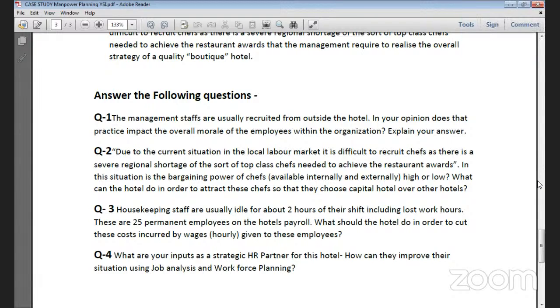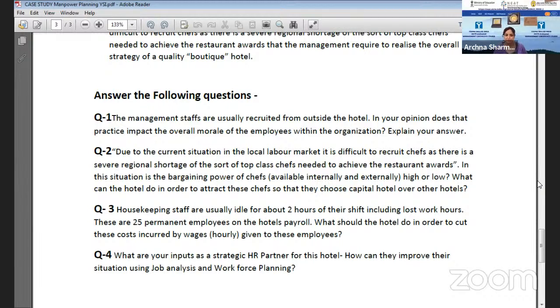Ma'am, can I speak now? Yes, we can speak now. Yes, ma'am. I want to mention one point, कि if we recruit someone from outside, it will be good because if he has come from outside, then he must have seen and read about many other organizations. So he or she will have a good idea of what should be done to take the hotel forward. Yes, very good point. Very good.